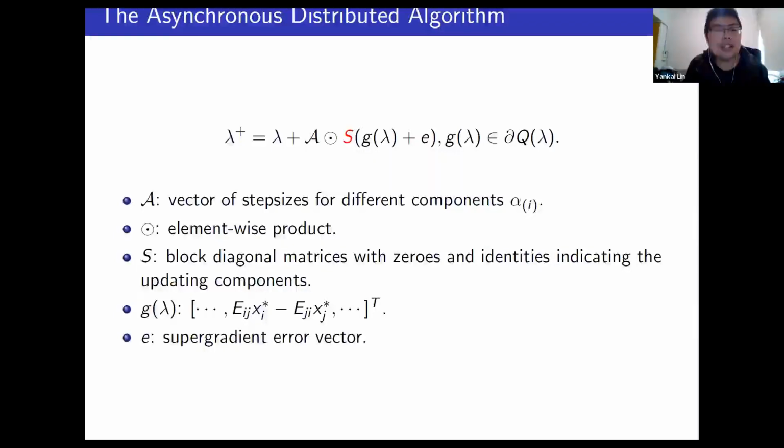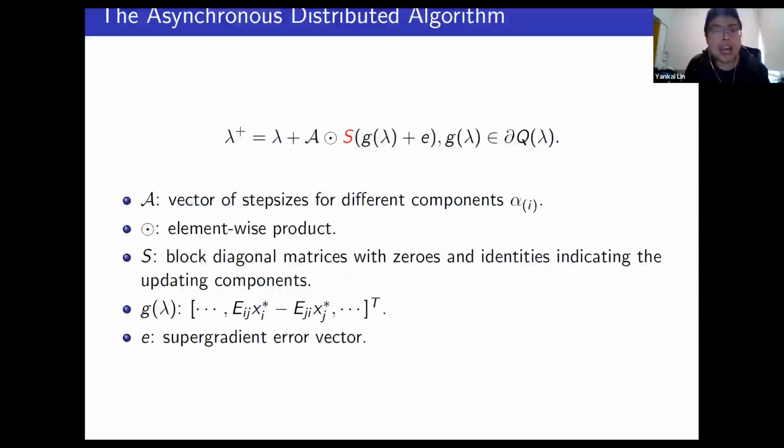And this circle dot is just the element-wise product. If everyone uses exactly the same step size, then it becomes the same thing as you would normally see in the algorithm, where you have a step size alpha multiplied by some direction you choose.